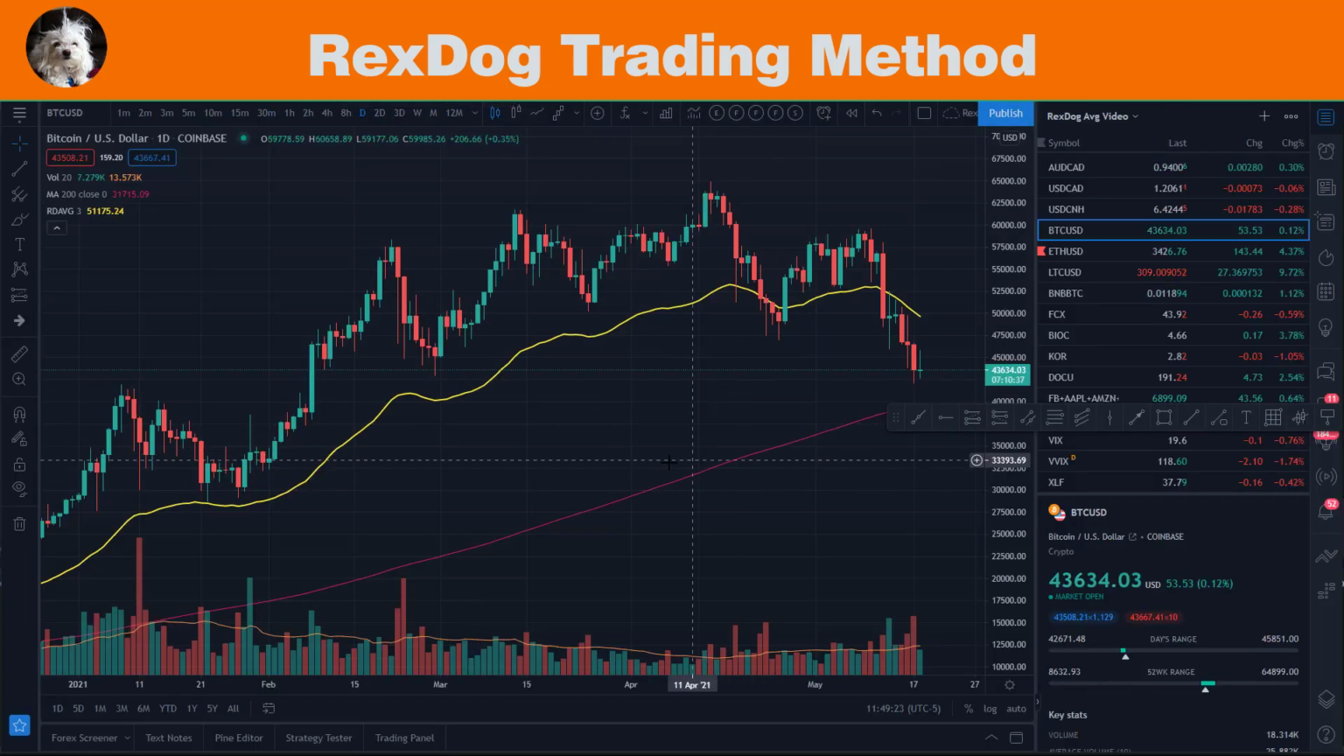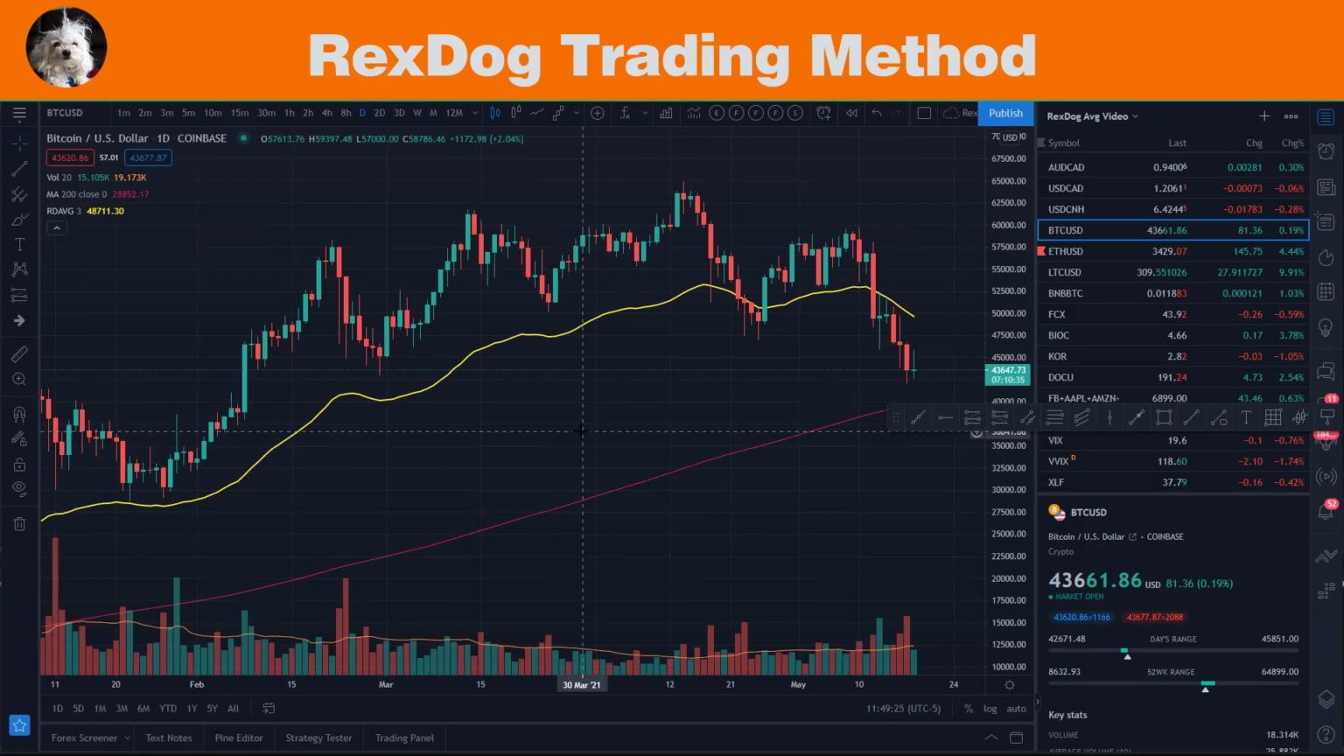Now let's set the table a little bit of what you're looking at. The yellow line that you see on the chart is the RexDog Average. It is RDAVG here, shortened. The red line that you see here is the 200 MA. Now I'll talk about why we created the RexDog Average.